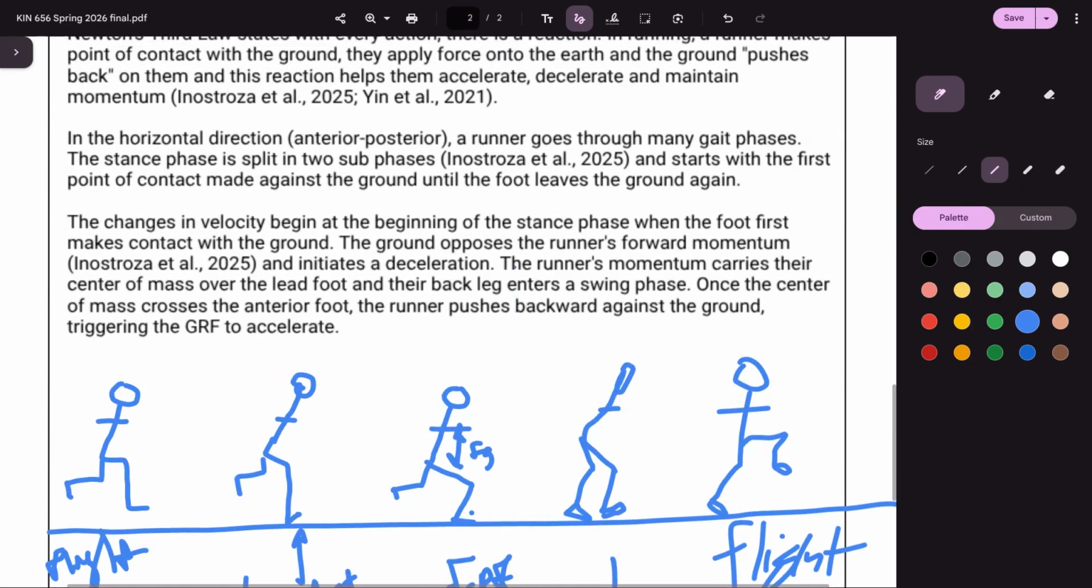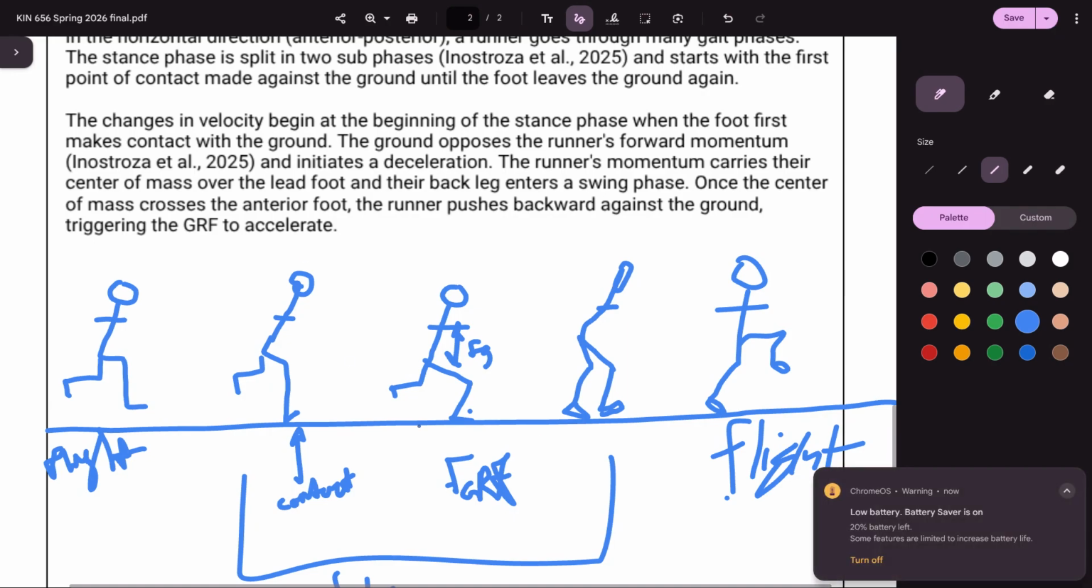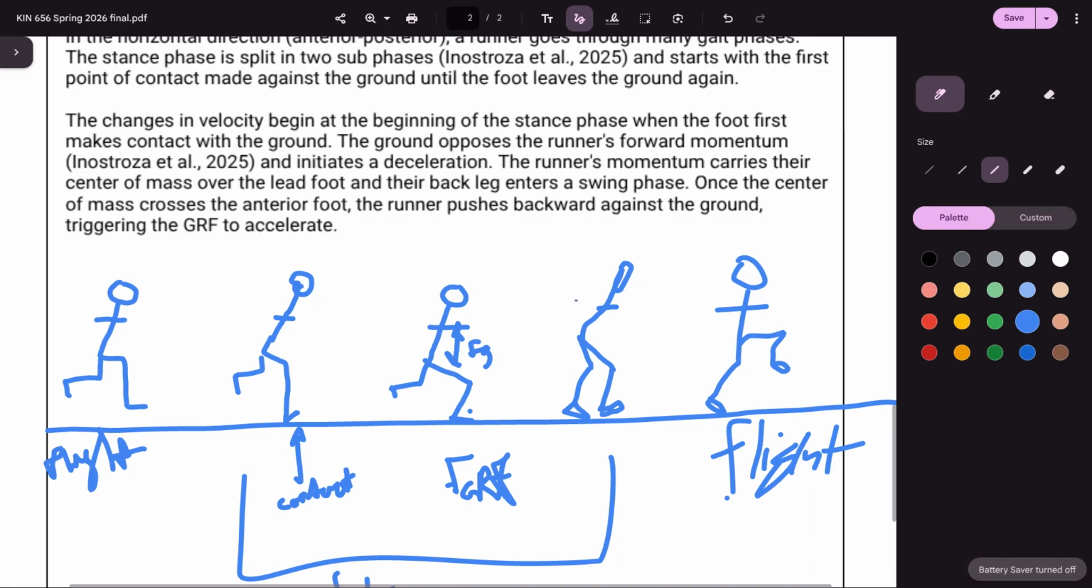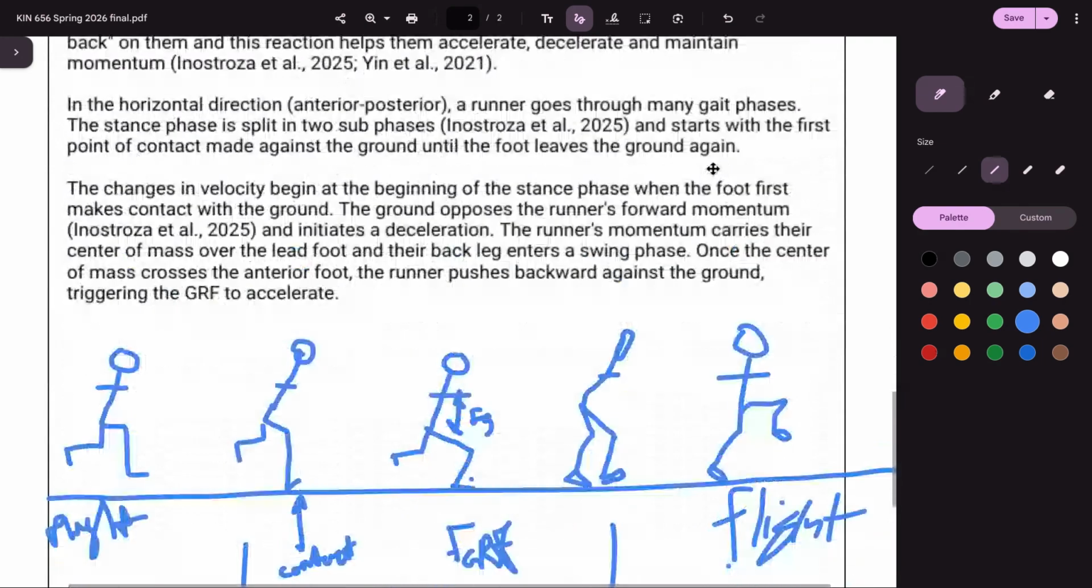Okay. So essentially, the changes in velocity will begin at the stance phase when the foot makes contact with the ground first. And this is due to the ground opposing that forward momentum, and it will initiate a deceleration. However, because there is a forward momentum, the runner's center of mass is going to cross over that anterior foot. And when it does that, the runner is starting to push against the ground, and because it's pushing back on that ground, the ground is pushing the runner forward, thus triggering that ground reaction force to accelerate that runner. And this is how the velocity tends to change between the stances of gait.